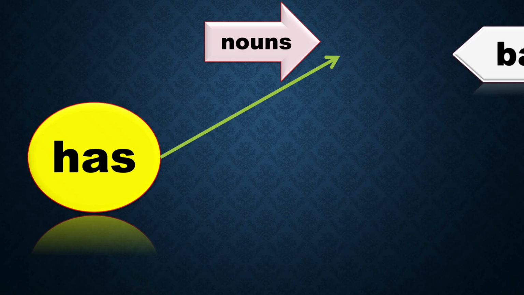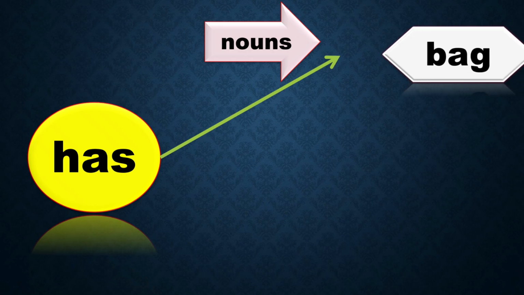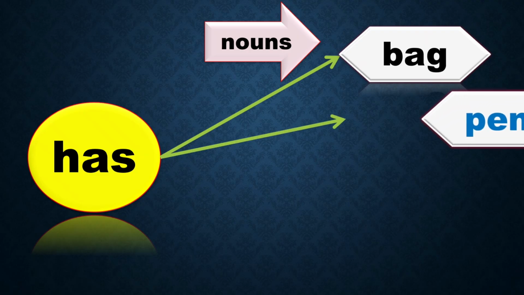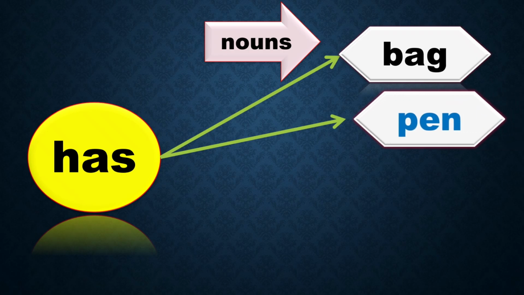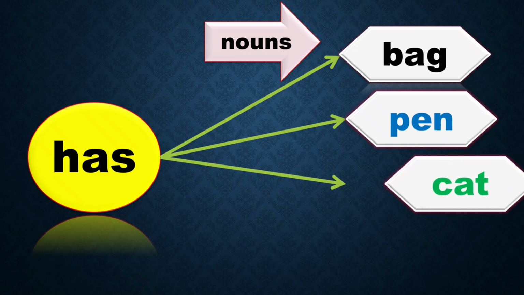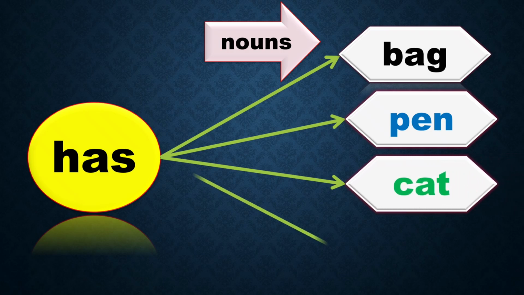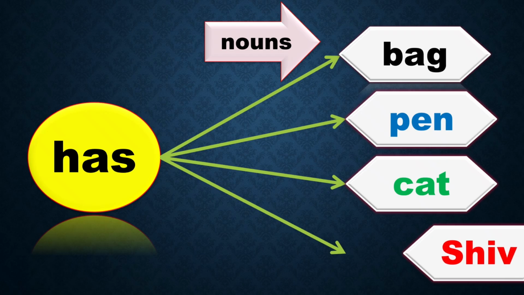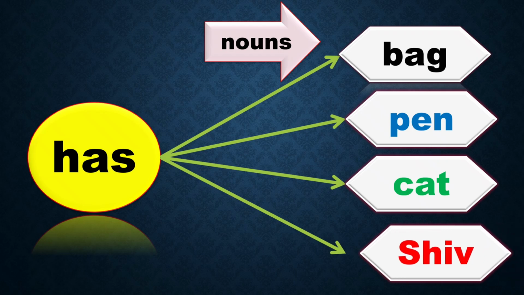names of non-living things which are singular. For example, bag. Another thing is pen. Or the name of an animal, for example, here we can say cat. And the last one is a singular name of a person. Here I have given, for example, the name of a boy, Shiv. So you can take any singular noun. Along with that noun, we have to use has.